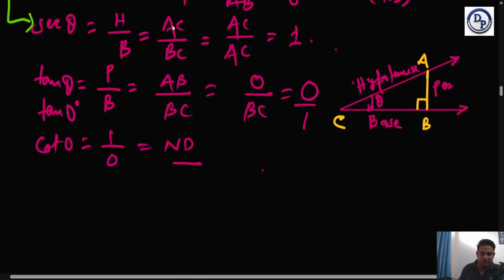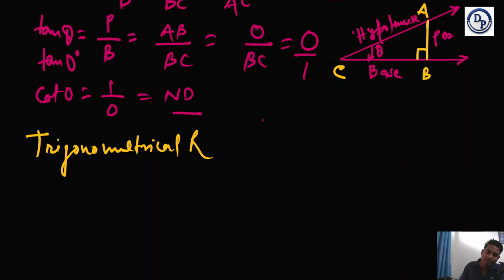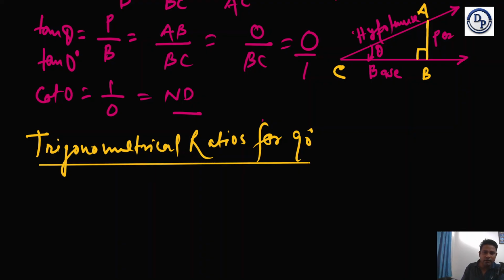Now it's time for 90 degrees. Trigonometric ratios for 90 degrees. We're going to learn about the trigonometrical ratios for 90 degrees. How can I find the trigonometrical ratios for it? Again, I'm going to draw the same triangle.